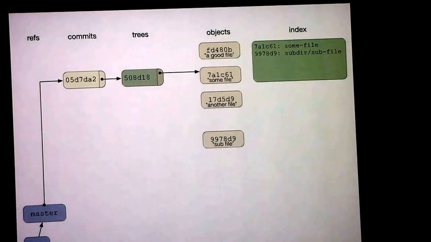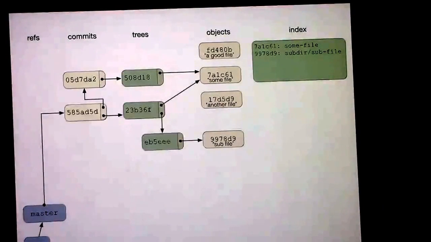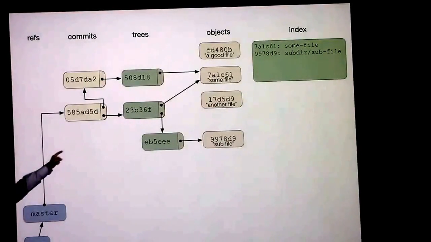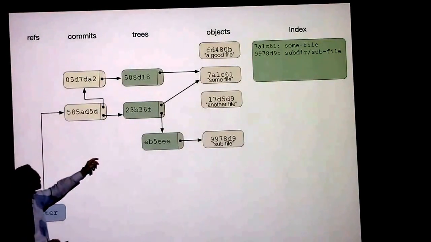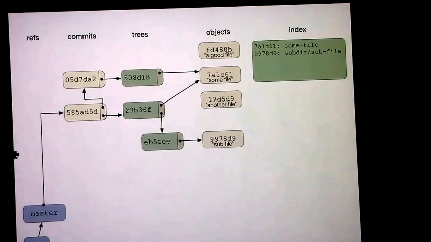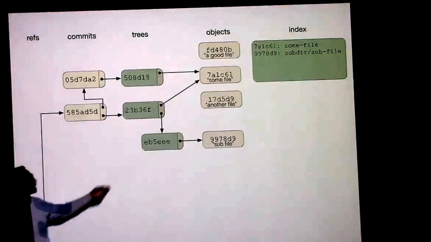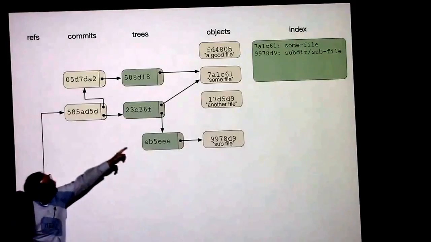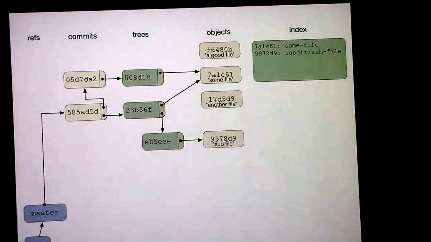So when we create a commit, remember it creates a tree object. The tree object is a per directory index. So this tree right here contains a pointer to some file, which is in its working directory, and also a pointer to this tree object. This tree represents subdir. Every directory gets a tree object in the hierarchy. And that one is the one that points to subfile. And we have a commit that points to the root tree and to its parent. And the master branch has been updated to point to the most recent commit.